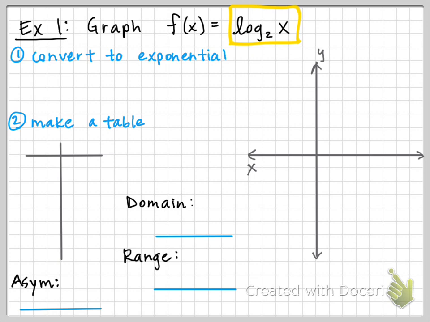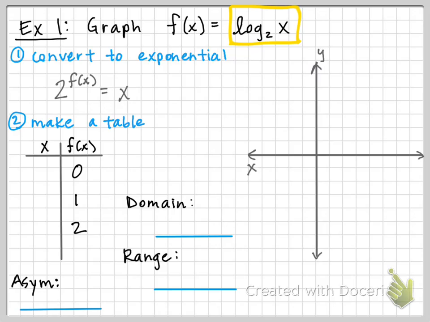To convert to exponential, we're going to use the property that when we have a log, we're given a base, so our base is going to be 2. We're raising it to the power of f of x, and we're going to set that equal to our argument x. Then I'm going to make a table of values. Remember, I gave you a table of values on the first slide, so we know the y's are 0, 1, and 2.